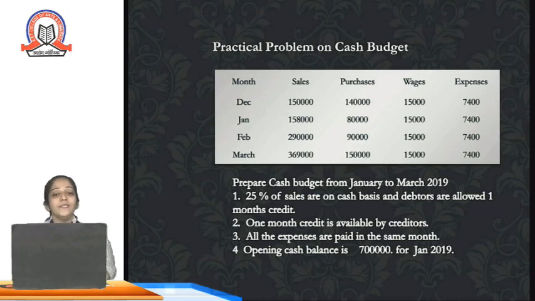Now if you can see the adjustment, what is written? 1 month credit is available by the creditors. So simply whatever I have purchased in the month of December, I have to make the payment in the month of January. Similarly, whatever 80,000 purchases I have made in the month of January, I am supposed to pay in the month of February.